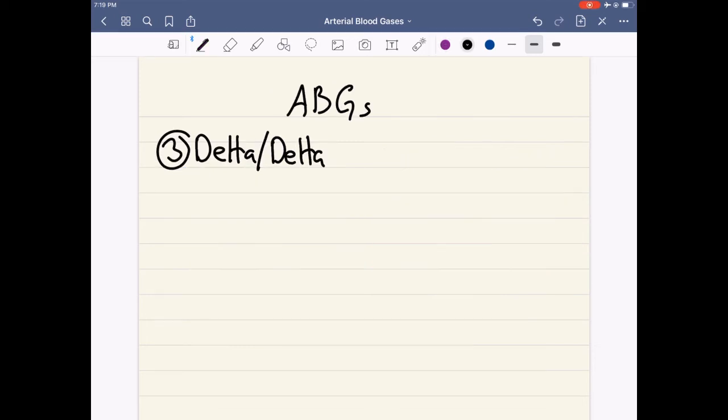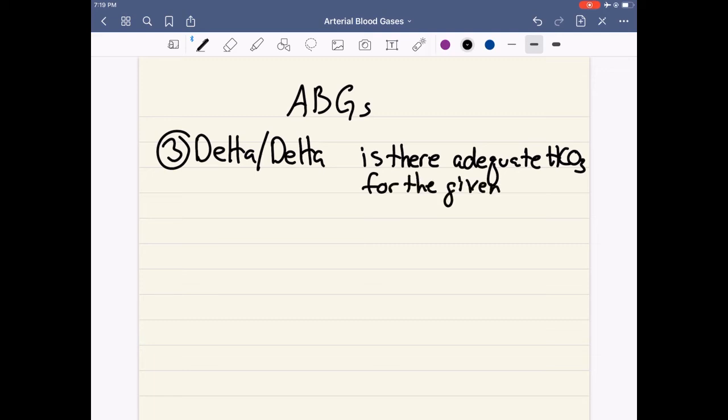The next thing that we're going to be talking about is delta-delta. Delta delta is something I had no idea about in medical school. I learned about it during residency. Delta delta is kind of similar to Winter's formula, where it's a ratio, but it's different in terms of terminology. So it asks you, is there adequate bicarb for the given anion gap? So different than Winter's formula, but kind of answers a similar question.